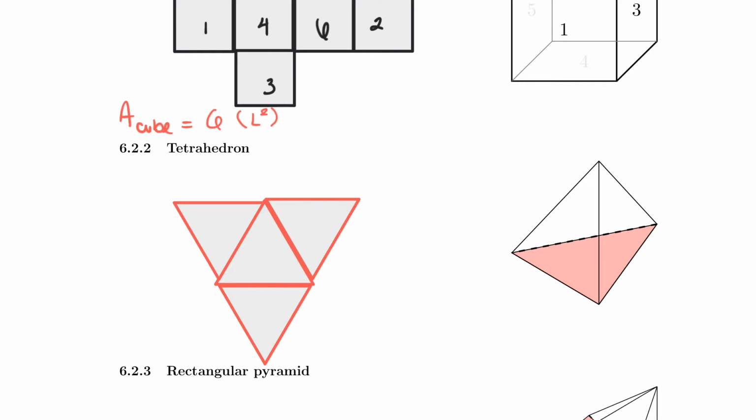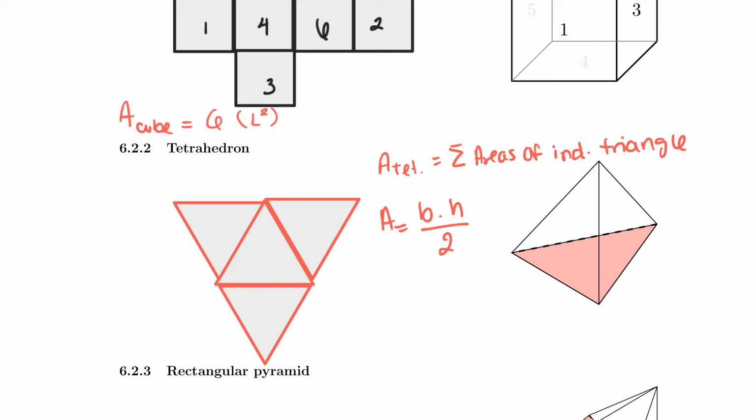And basically the net area of the tetrahedron is the sum, this is the symbol of sum, of the areas of the individual triangles. Okay, and if we remember, the area of a triangle is base times height divided by 2. We need to apply this area formula to each individual triangle and then add them up to get the net area of the tetrahedron.